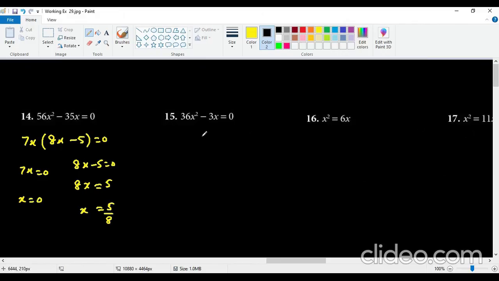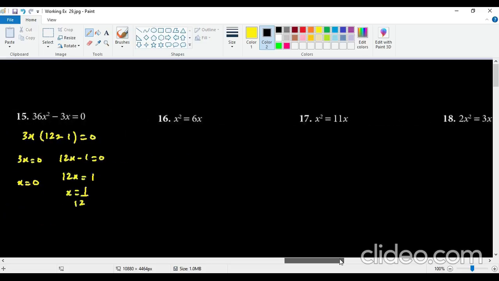For question number 15, if I say it is 3x is common in both of them, and in the bracket I will write 12x minus 1 because 3 times 12 is 36, and minus 1 is going to give us 3x equals 0. So 3x equals 0, and 12x minus 1 also equals 0. So x value is going to be 0, and 12x equals 1. That means x equals 1 over 12 is going to be the answer for question number 15.